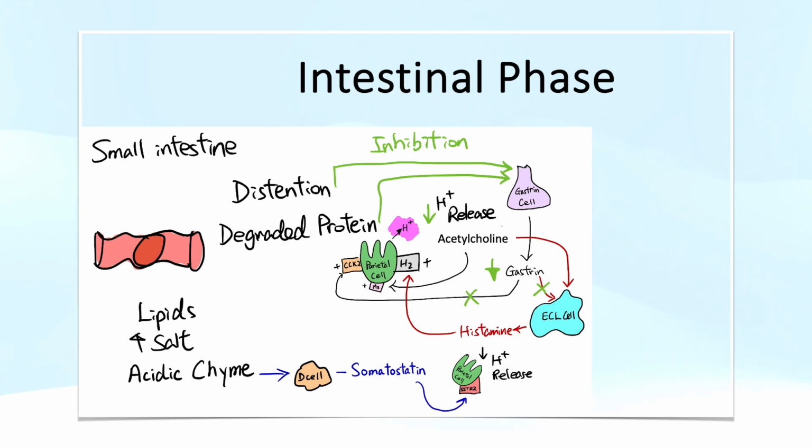Notably, certain components of chyme, such as lipids, hyperosmotic substances like salt, and acidic chyme, activate D cells to release somatostatin. This hormone in turn binds to the SSTR2 receptors on parietal cells, effectively putting a brake on acid release.